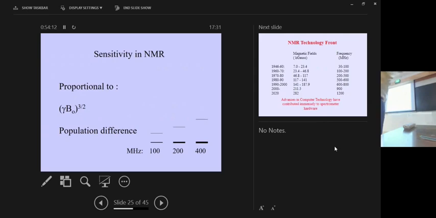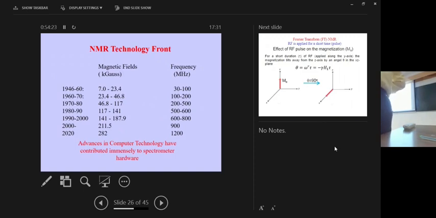Therefore, what you do is go to higher fields. As you go to higher and higher fields, your population differences will increase, so you will have a higher and higher signal. Sensitivity will be higher, and that is a motivation for creating strong, higher magnetic fields. In the early days, it used to be like 30 to 100 megahertz. When it was first started in TIFR, it was 60 megahertz, and it was an electromagnet. And now in 2020 we have 1.2 gigahertz. A 1.2 gigahertz magnetic field is available today, and this was just a few years ago.